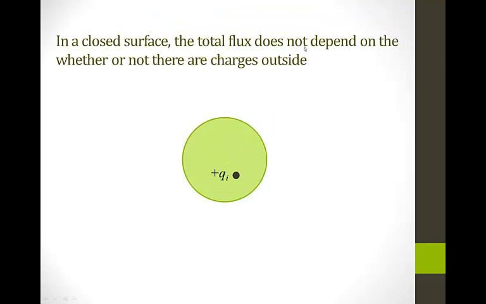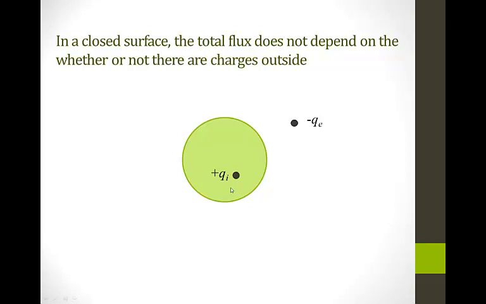In a closed surface, the total flux does not depend on whether there are charges outside. So there is something wrong with this drawing, but it doesn't matter. The point is that the electric flux does not depend on whether there are charges outside or not. In this case, the total flux through the spherical surface is Q_i over epsilon naught. But if you have another charge that is external, it really doesn't matter. The total flux of the electric field through this surface will be just the charge enclosed over epsilon naught.